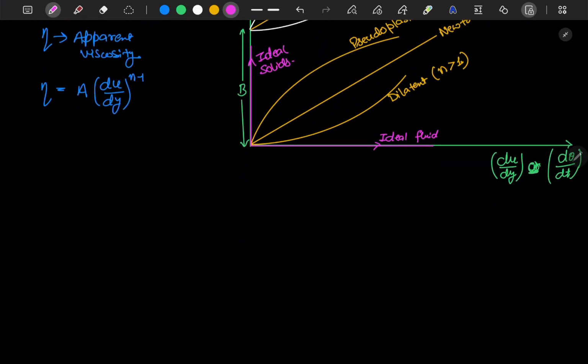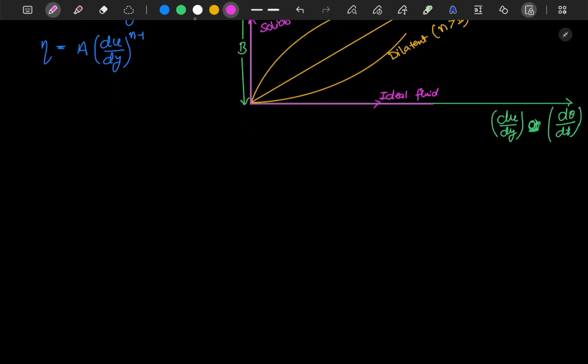Now for each one of them we will see some examples. Okay, so let's start with the first one, that is dilatant fluids. These dilatant fluids are also known as shear thickening fluids.